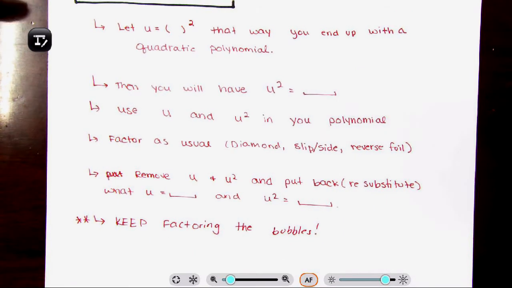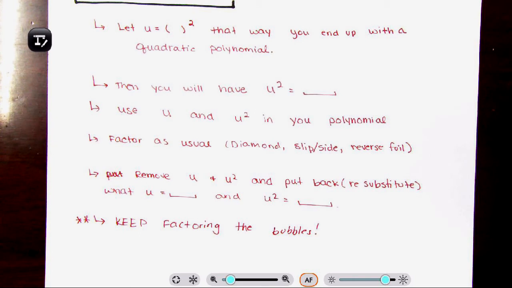So again, let U equal something squared. That way you end up with a quadratic polynomial. Then you will have U squared equal to something. You can use the U and the U squared in your polynomial, so you're going to substitute U and U squared into your polynomial. Then you're going to have a standard quadratic polynomial with an exponent of 2. You're going to factor as usual. Then you're going to remove the U and the U squared, whichever one you have, or you may have both, and resubstitute what U and U squared were originally. And then you're going to keep factoring.